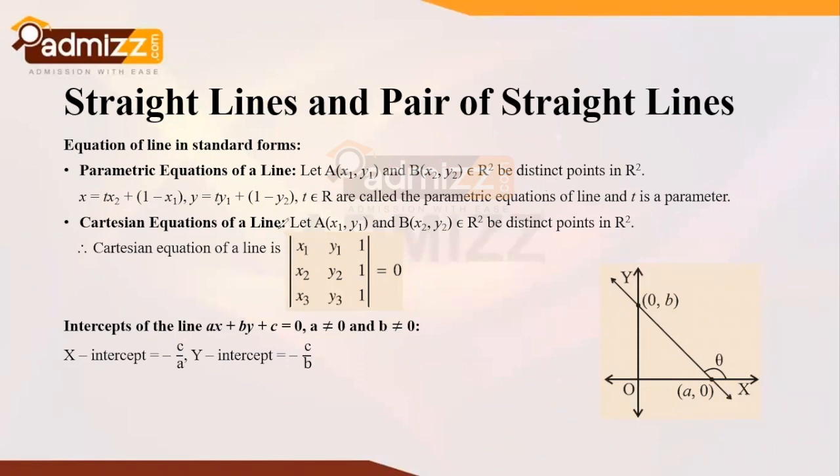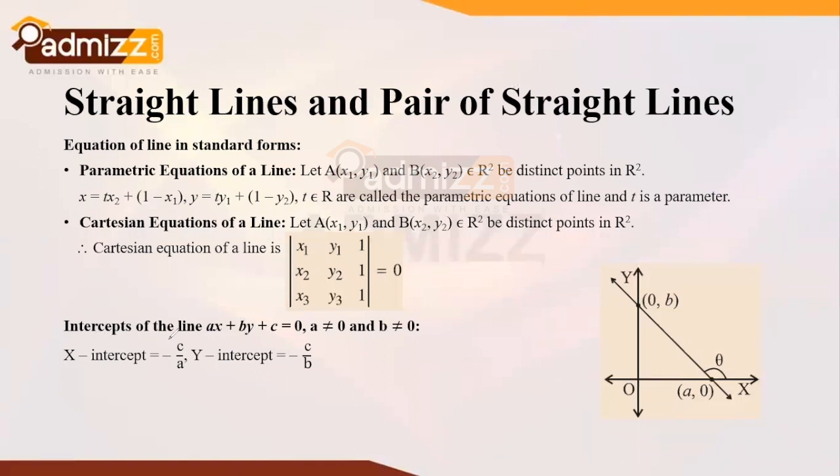Now to obtain the Cartesian equation of a line, you need to have a look at these particular points. That is, let's say if A(x1, y1) and B(x2, y2) belong to R2 and these are distinct points. Okay, so the Cartesian equation of a line in R2 can be framed by using the points x1, y1, x2, y2.